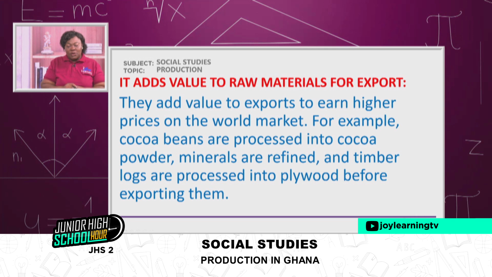Again, we are going to look at how we can add value to our raw materials. Again, it adds value to our raw materials for exports. When we process our products very well, what happens? We can send these products outside, sell them, and get what? Foreign exchange. Now, they add value to exports to earn higher prices on the world market. For example, cocoa beans is processed into cocoa powder. Minerals are refined, and timber logs are processed into plywood before exporting them.